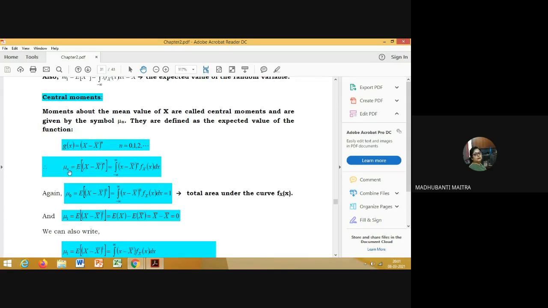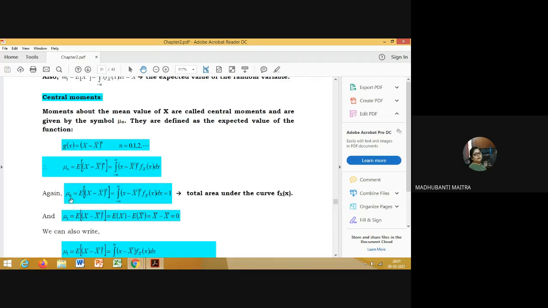So the nth order central moment, or nth order moment about the mean, is given by the expectation of (x minus x bar) to the power n, which is equal to the integral from minus infinity to plus infinity of (x minus x bar), where x bar is the expected value, whole to the power n, fx dx. The definition is not changing, only the function is changing.